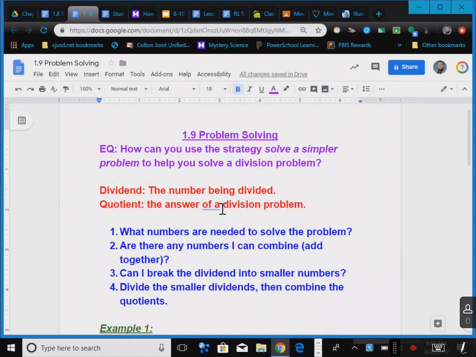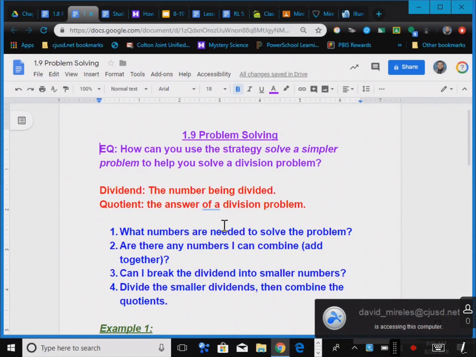Hello guys, welcome to 1.9, which is called problem solving. And the essential question is, how can you use this strategy, solve a simpler problem, to help you solve a division problem? So the only two vocabulary words I want you to write down are dividend, which is the number being divided, and quotient, which is the answer of a division problem.